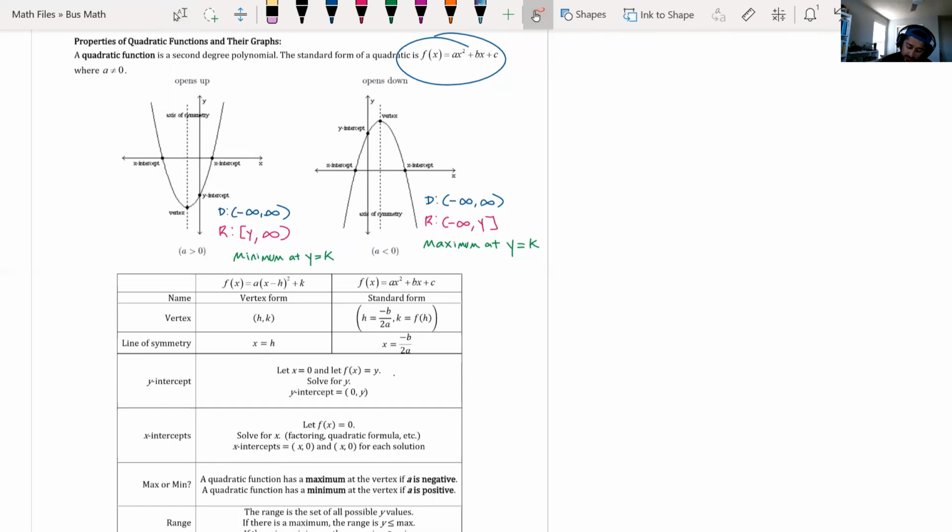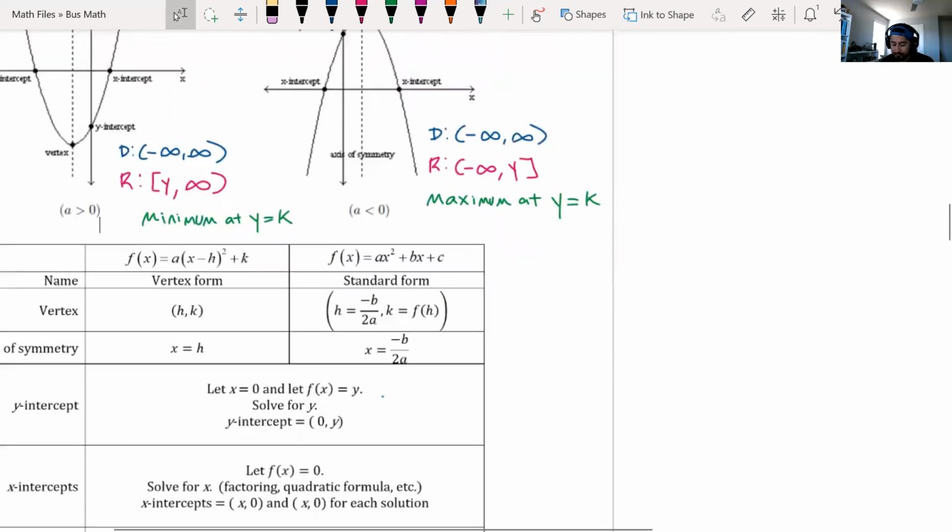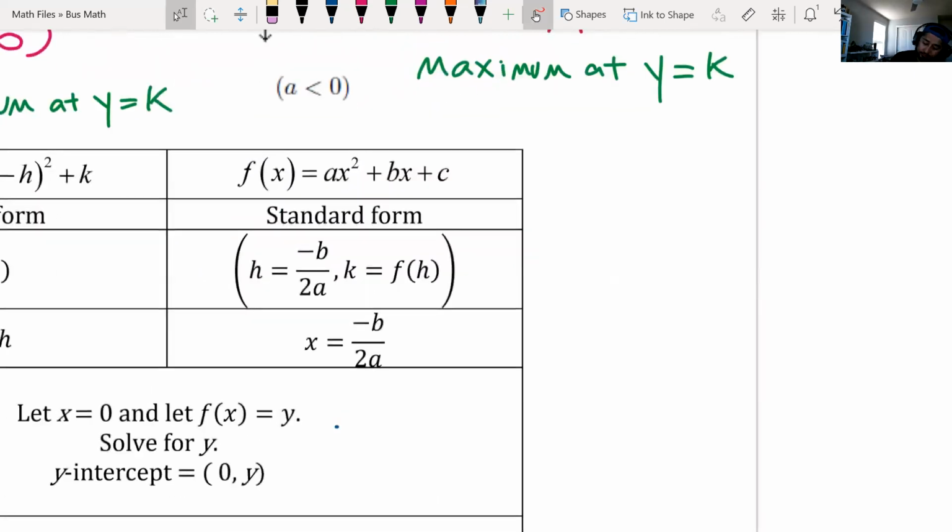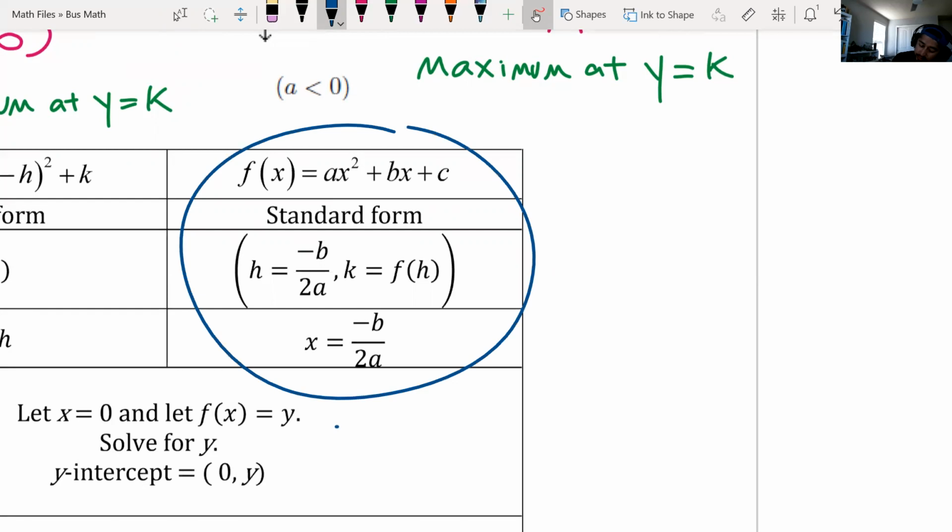Oh, and then I skipped this part, but let's say that we have a problem that just says find the vertex, nothing at all, just find the vertex from the standard form given. Well, we can definitely use this formula to do so.